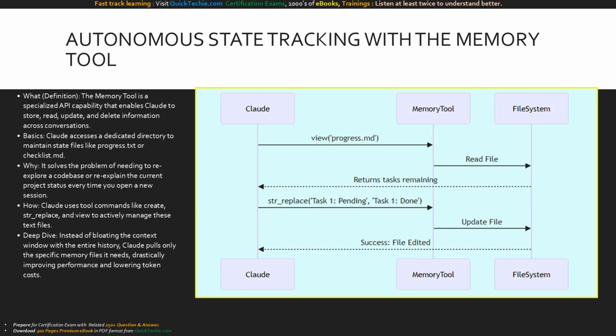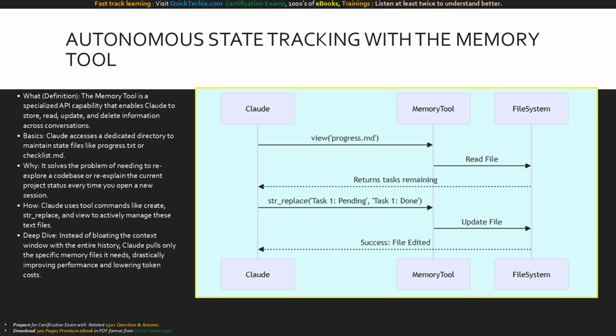Look at the sequence diagram mapping Claude's autonomous thought process. First, Claude calls the memory tool to view the progress markdown file. The file system returns the pending tasks. After Claude completes the work, it autonomously calls strreplace to update the task status from pending to done.